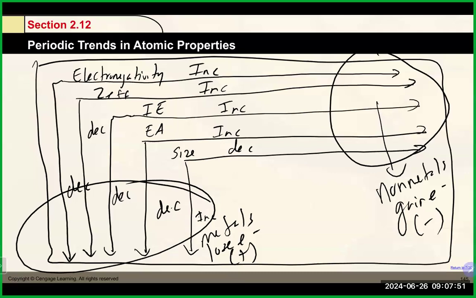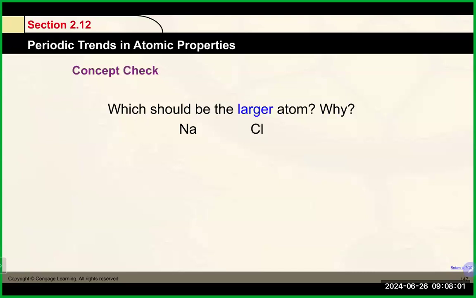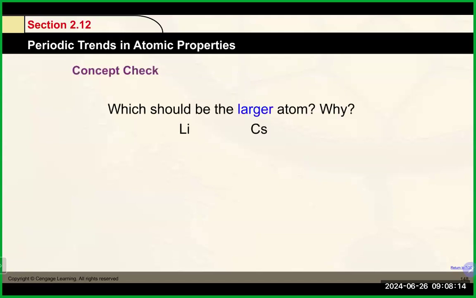Any questions on periodic trends and how they relate to reactivity? All right, so which one should be the larger atom, sodium or chlorine? It should be sodium, further to the left. Which one should be the larger atom, lithium or cesium? It should be cesium. Again, it's going to have a smaller effective nuclear charge. It's also going to have a lot more electrons, so they're not going to be pulled in as tightly. It's going to give an overall larger size to the atom.